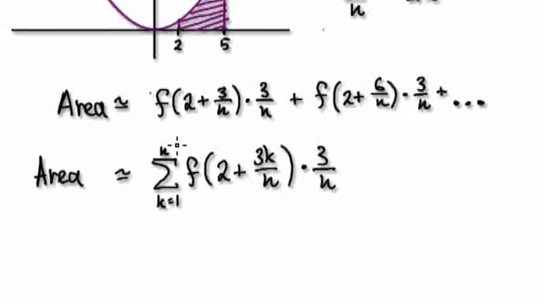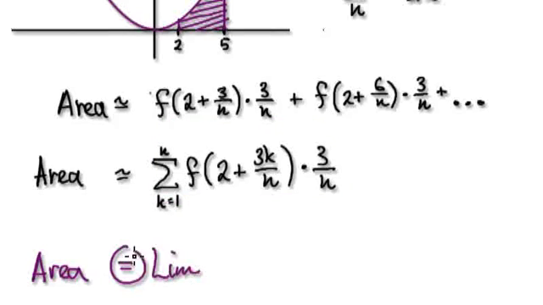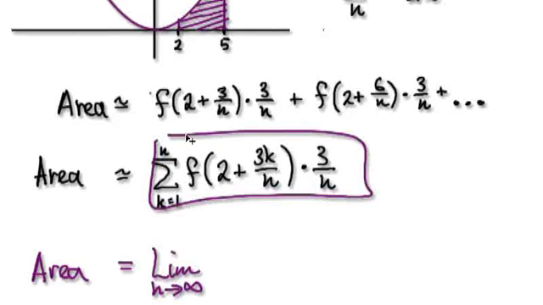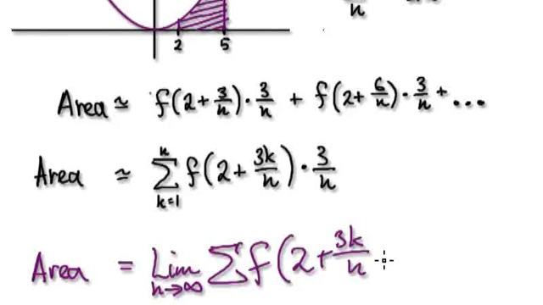Now we can say that the area is equal to the limit. So now we are applying the concept of limits to this thing here. Here it's just an approximation, but here it is precisely equal to, taking n to head towards infinity of this whole thing here, f of 2 plus 3 over n times k, and then times 3 over n. We do have the right to do this.